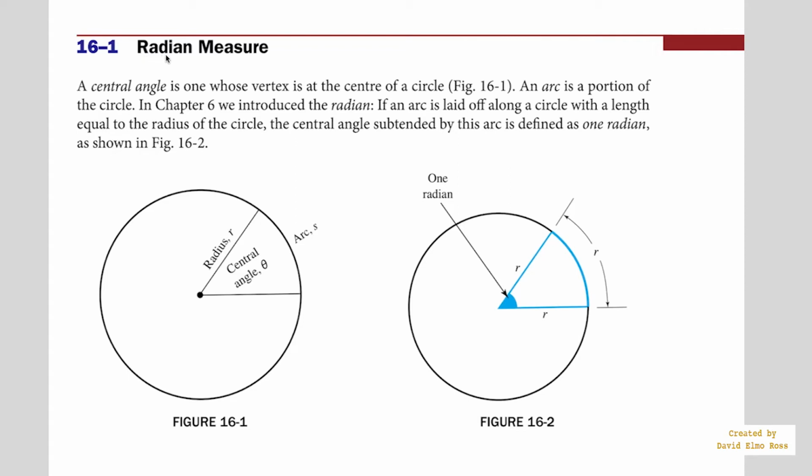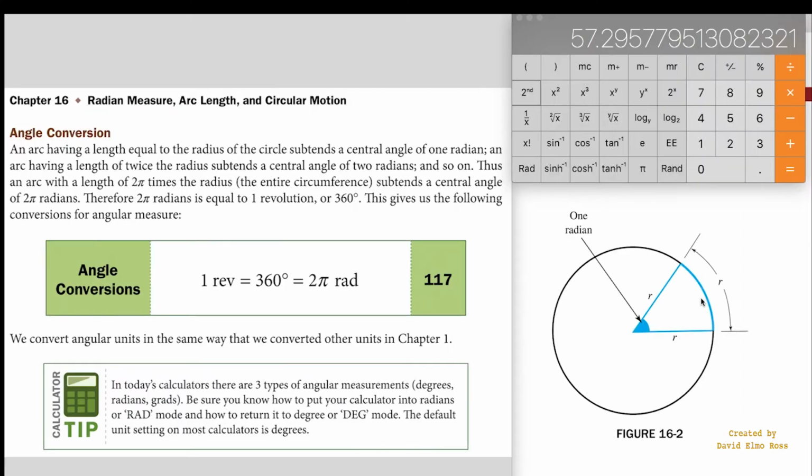Let's take another look at radian measure. A central angle is one whose vertex, here, is at the center of the circle. An arc is a piece of the total perimeter of the circle here. Now, if the arc length here is exactly the same as the radius, that forms an angle of 1 radian exactly. This angle here is 1 radian, and it takes 2 pi radians to do a complete circle.